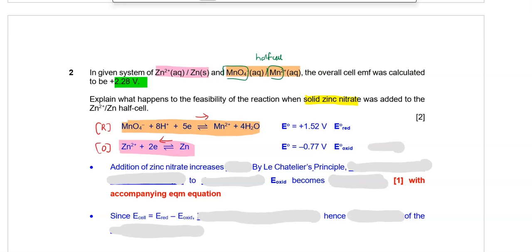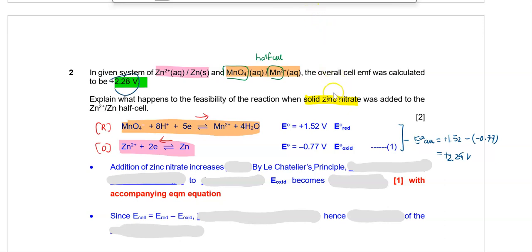And then the question says, now we have this system. Of course, we can do a quick check to calculate the E0 cell. E0 cell equals 1.52 subtracting negative 0.77, and that's how you end up with positive 2.29 volts. So it's somewhat near 2.28 volts.